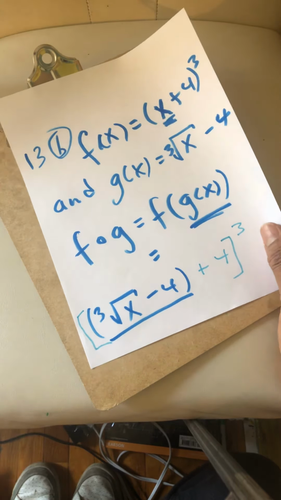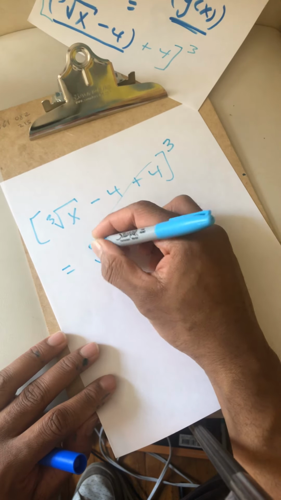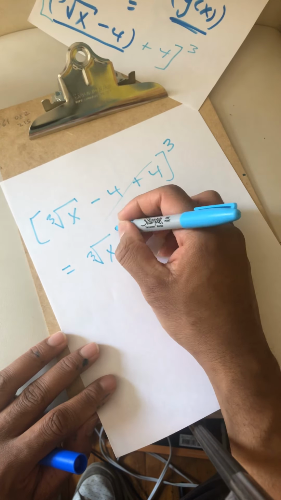All right, you can strip away the parentheses, and then what you have here is the cube root of x minus 4 plus 4. Well, if you're taking away something and adding it back, you're just where you started, right? So this minus 4 plus 4 cancels out, and what you have here is the cube root of x cubed.